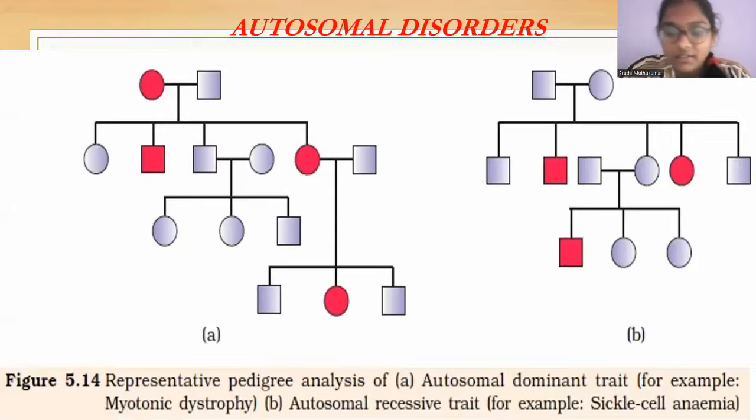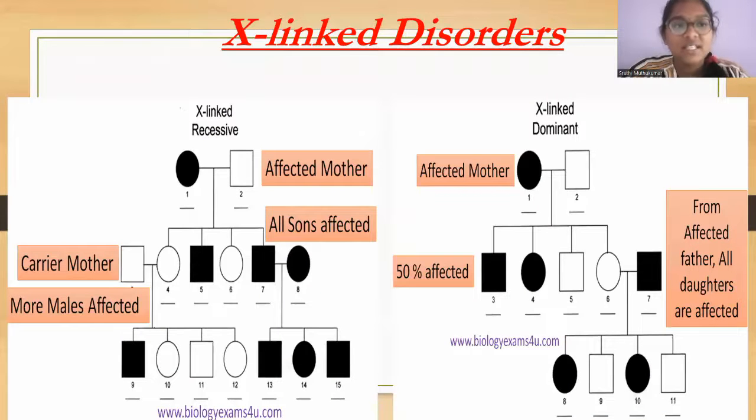And next, when we see here X-linked disorders, X-linked disorders means they are carried by the X chromosome. Usually, X-linked disorders are quite rare in females, because they have 2 X chromosomes, while males have only 1 X chromosome. So X-linked disorders, especially X-linked recessive disorders, you see more in the males.